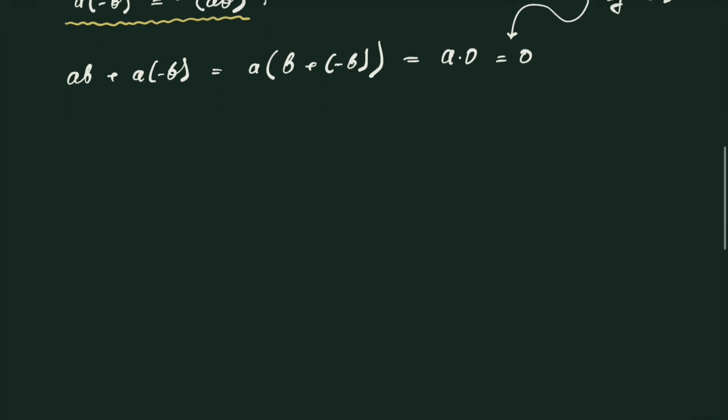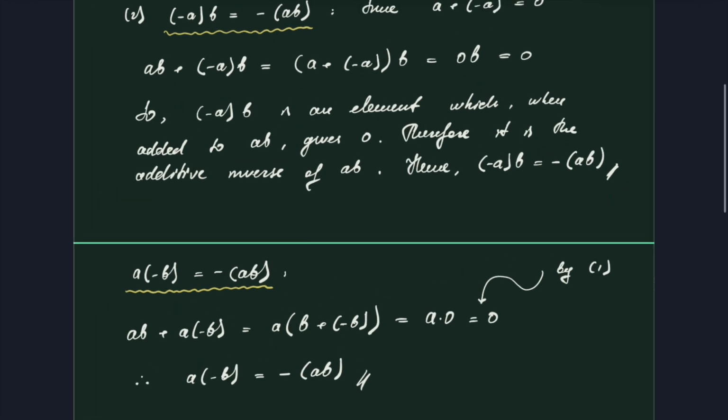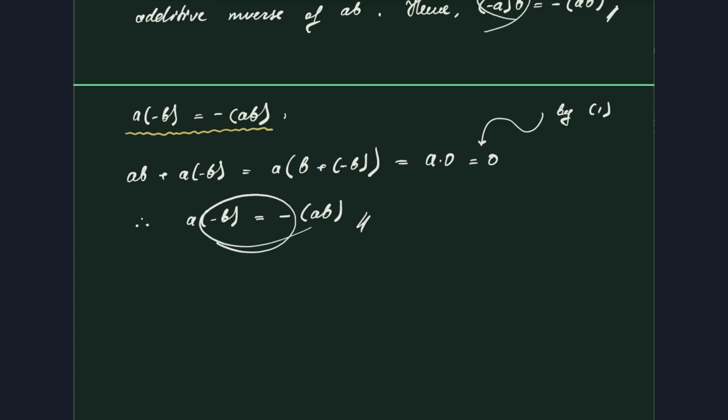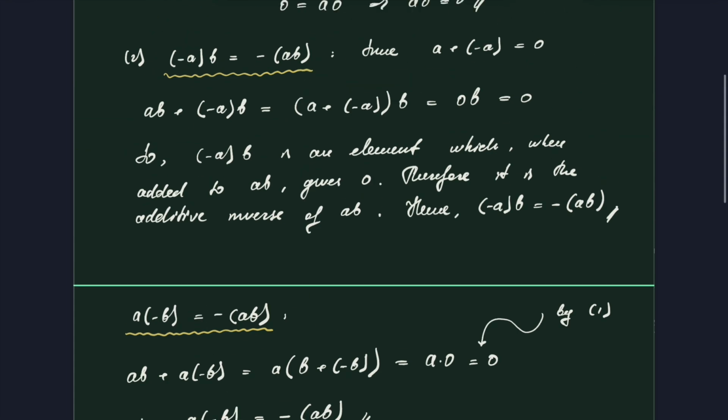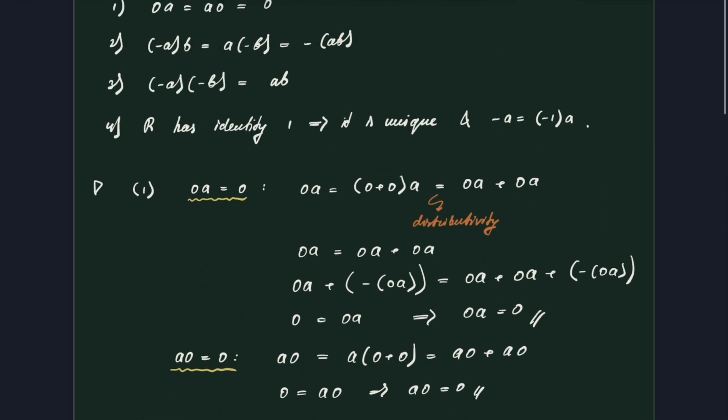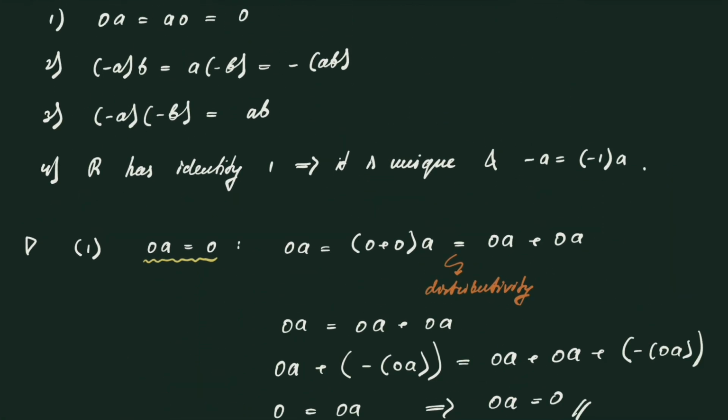Now, again we showed that A times minus B is minus A times B. A times minus B is also the additive inverse of AB. Now, we are done here because we showed that this is equal to minus A times B, and this is equal to minus A times B, so they are equal. I don't want to rewrite this one more time. Writing these is enough. Now let's move on to the third fact.